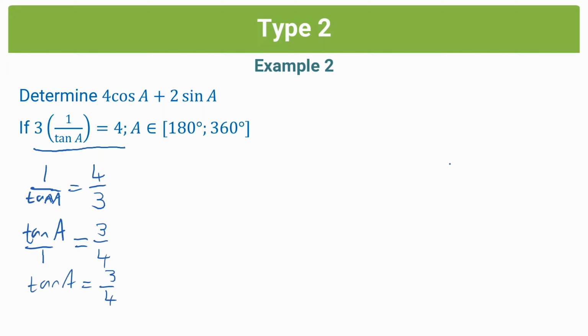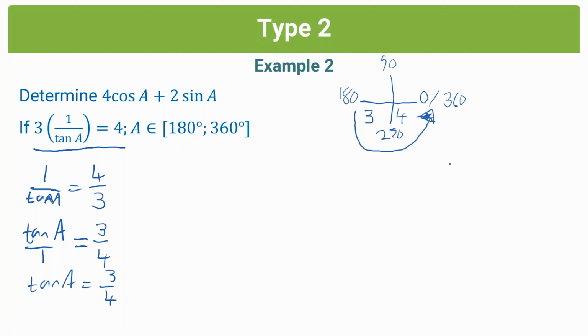Now, step 2, we'll take a look at our restriction. In this case, we are told that A is an element of 180 to 360 degrees. So if we had to look at that on our Cartesian plane, we have 0, 90, 180, 270, and 360. So A could be anywhere between 180 and 360. That's what we're told. So A could either be in the third or fourth quadrants. And we'll see a little bit later how this helps us.